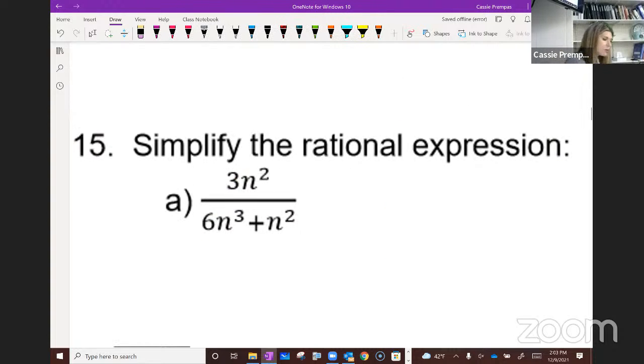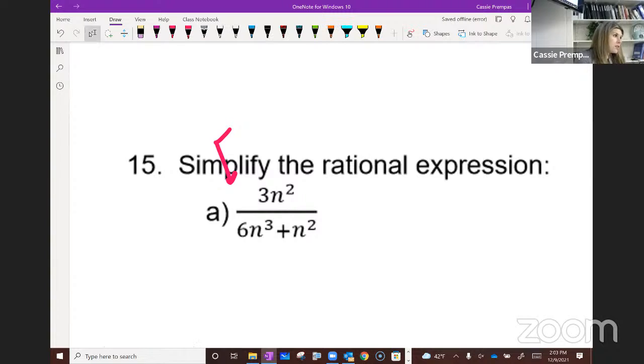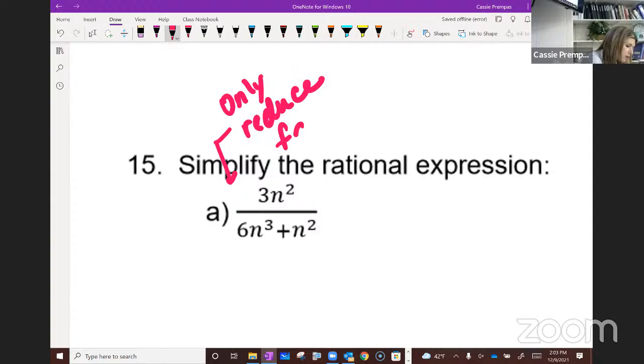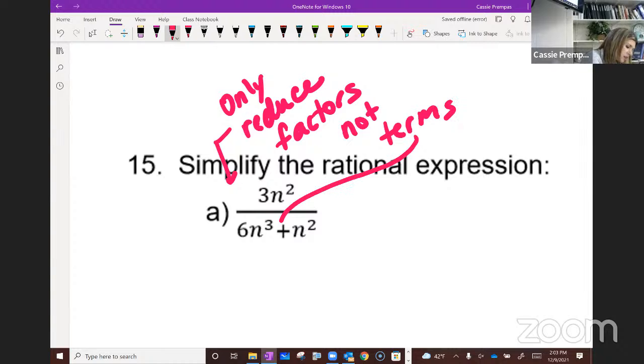Why can I not reduce the 3 and the 6? Yes, the 6n cubed is a term. So if you don't remember that, I would put this as a note. You could write this on your note card because this is vocabulary. You only reduce factors. If you don't know what a factor is, I would say numbers that have been multiplied, not terms. Terms are something like this, anything that's been added or subtracted.